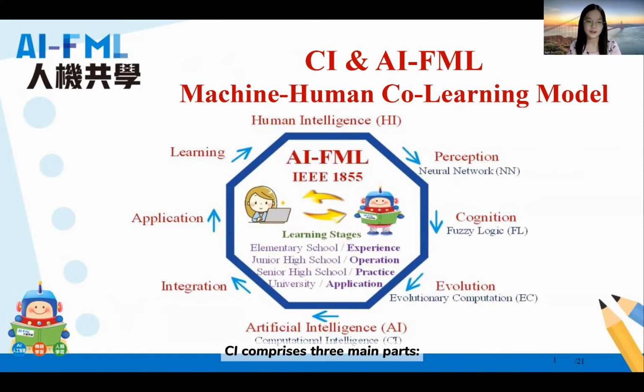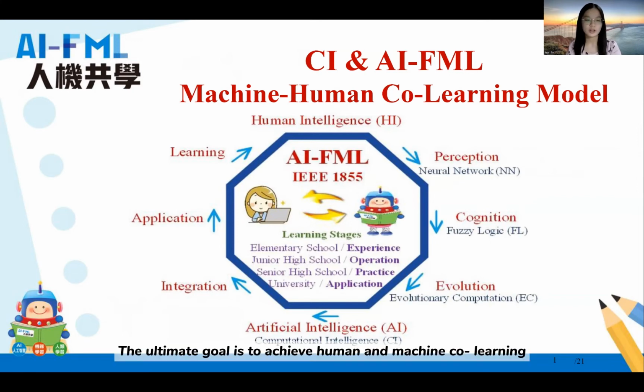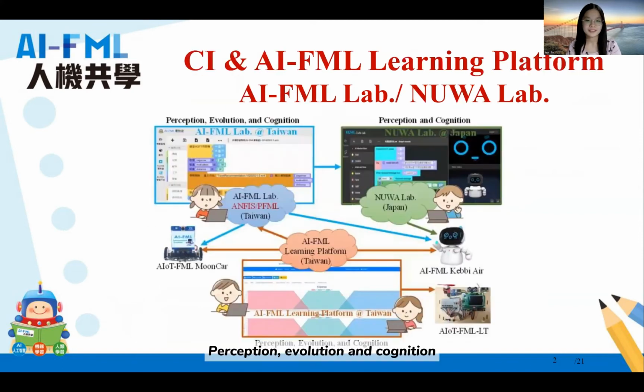CI comprises three main parts: fuzzy logic, neural network, and evolutionary computation, each of which corresponds to perception, cognition, and evolution respectively. The ultimate goal is to achieve human and machine co-learning. Perception, evolution, and cognition are the three central concepts in the CI and AI-FML learning framework of AIoT.